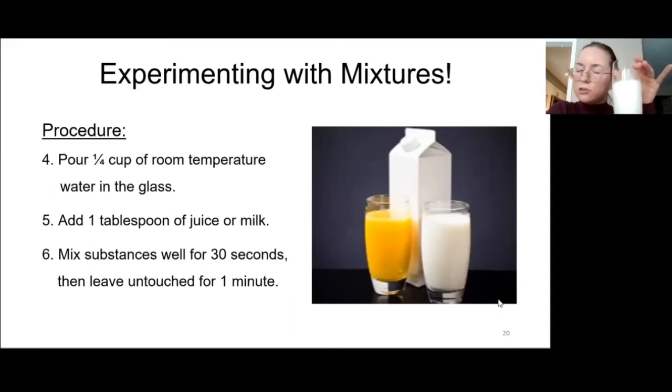And if you've used juice, what do you see? Is it heterogeneous or homogeneous? And you should be seeing that's also homogeneous.